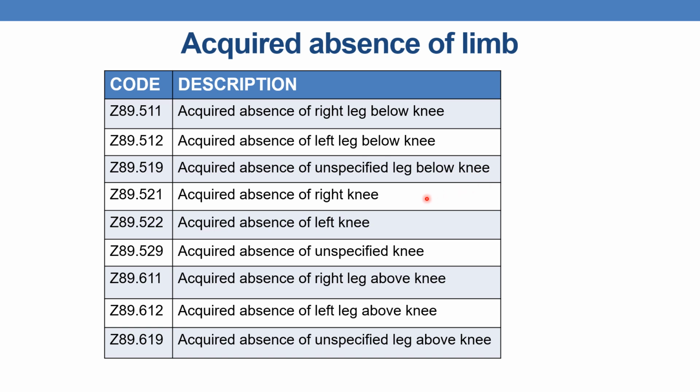And for acquired absence of right knee, the code is Z89.521. And acquired absence of left knee, the code is Z89.522. And acquired absence of unspecified knee, it is 529. The next is Z89.611, acquired absence of right leg above knee. The next is Z89.612, acquired absence of left leg above knee. And finally, Z89.619 indicates acquired absence of unspecified leg above knee.